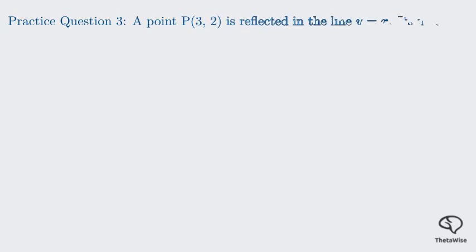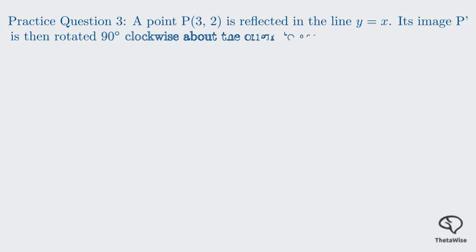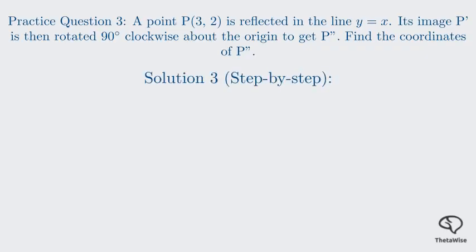A point P, located at (3, 2), is first reflected in the line y equals x, and then the image P' is rotated 90 degrees clockwise about the origin to get P double prime. Find the coordinates of P double prime. Pause and try this problem. We'll solve this in 2 ways.